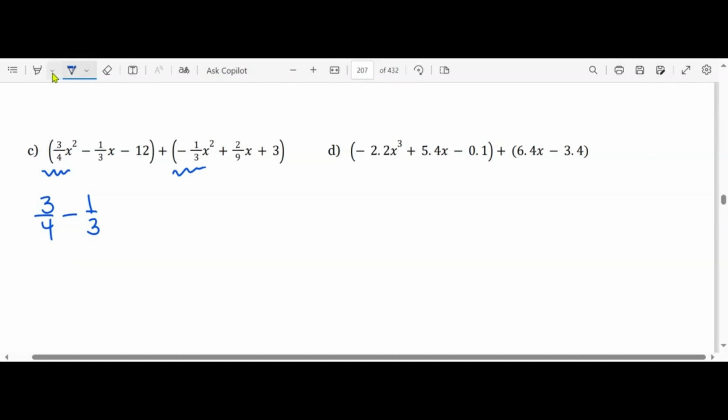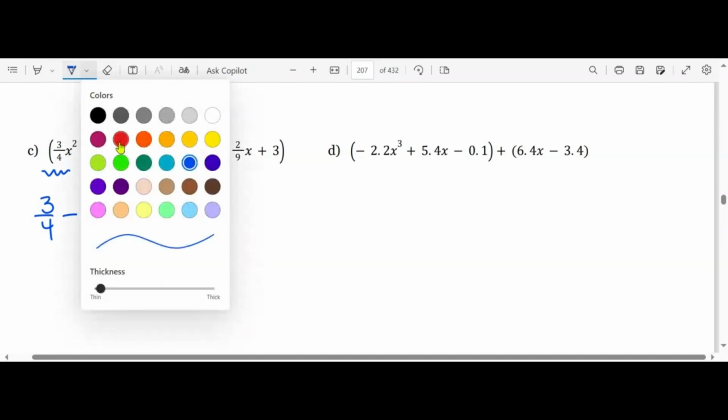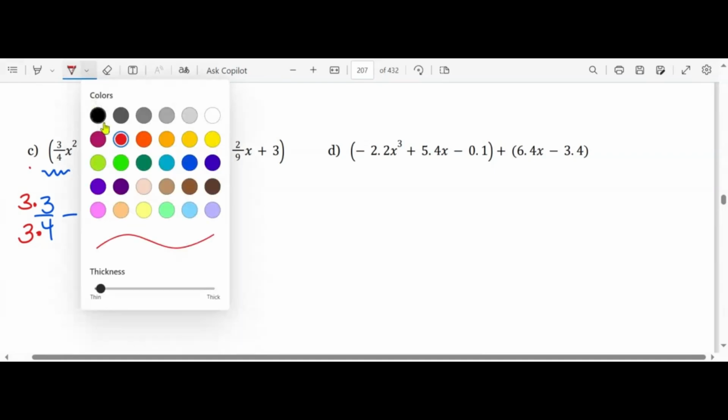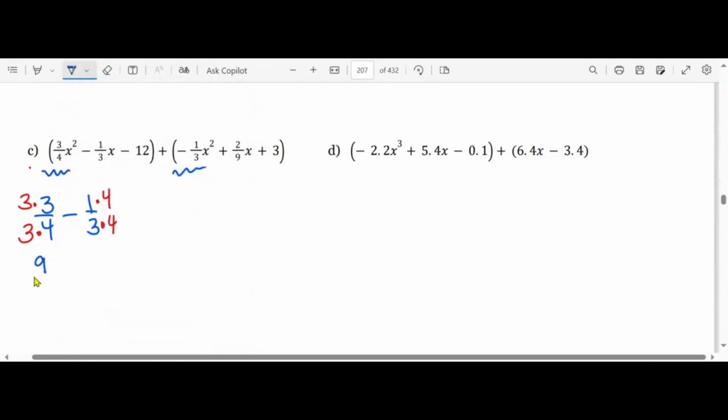So yeah, we have to make a common denominator. So I have to multiply this times 3 and this times 4. Okay? So that will give you what? 9 over 12 minus 4 over 12. That gives you what? 5 over 12. And that's x squared.